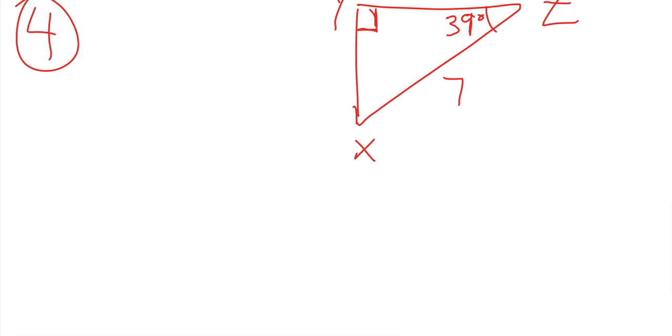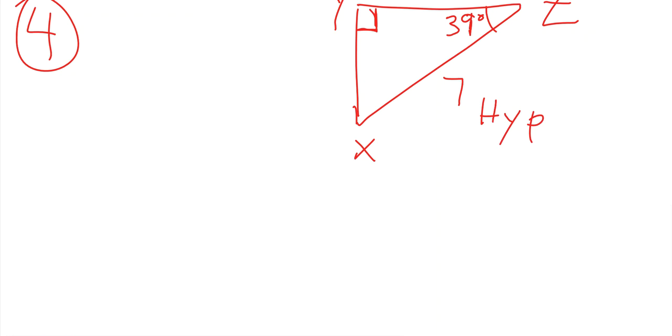Okay, so to begin with, we need to decide how to proceed. Well, think about your trigonometric ratios. If we're talking about angle Z up here, 39 degrees, what side is 7? Where is it? Opposite the 90. So what is this side 7 called? This would be our hypotenuse, wouldn't it? It would be the hypotenuse.